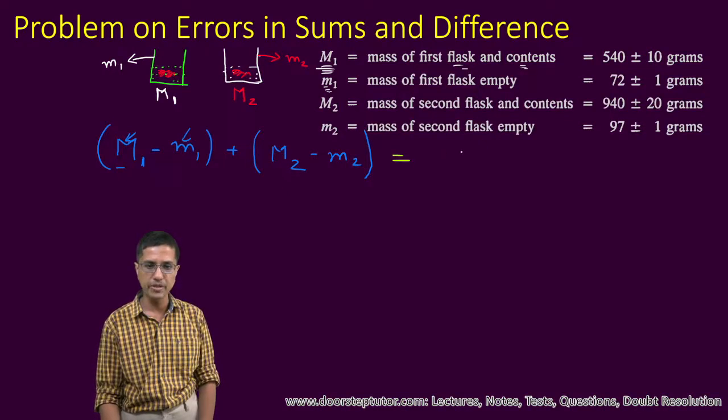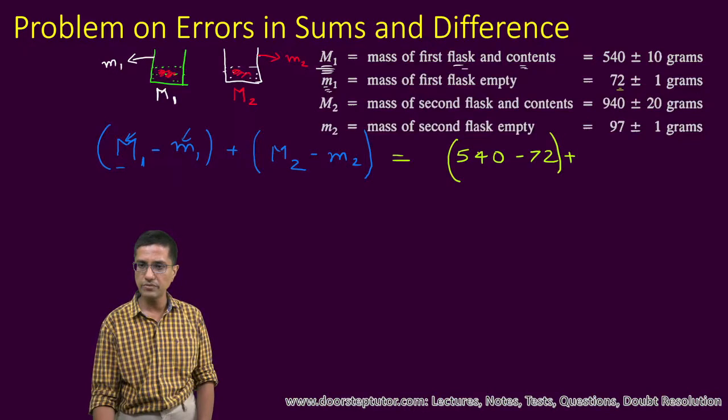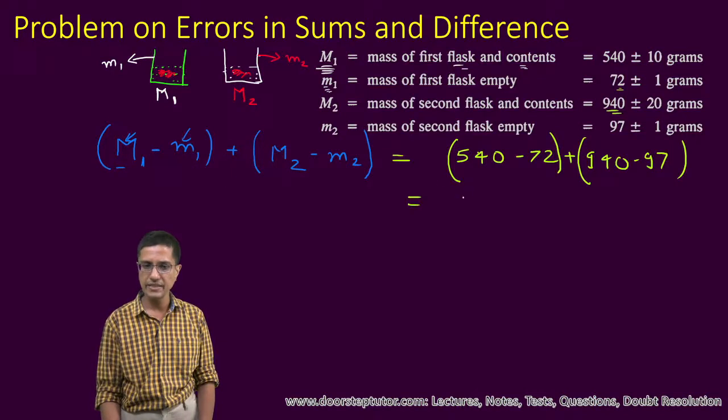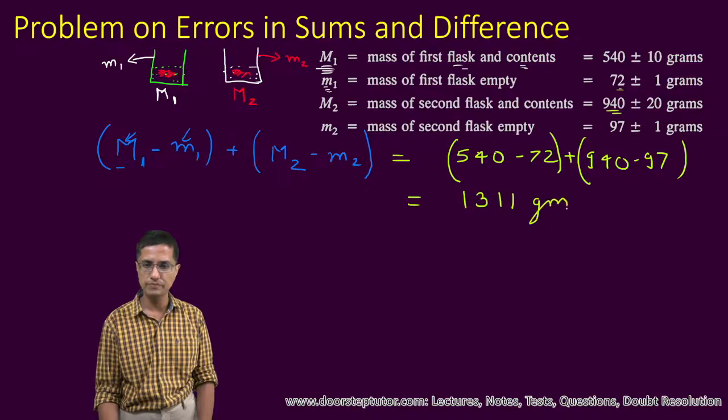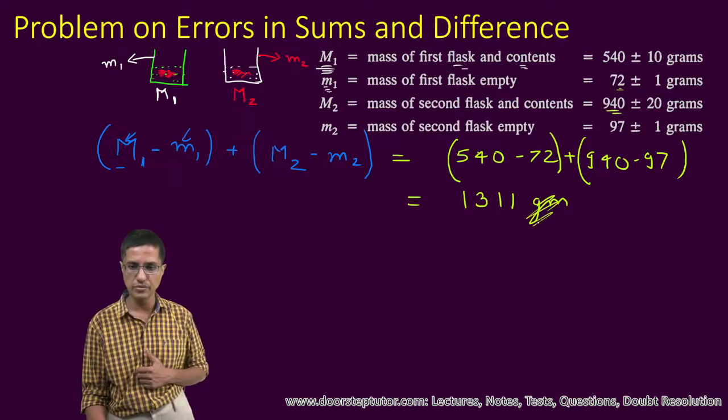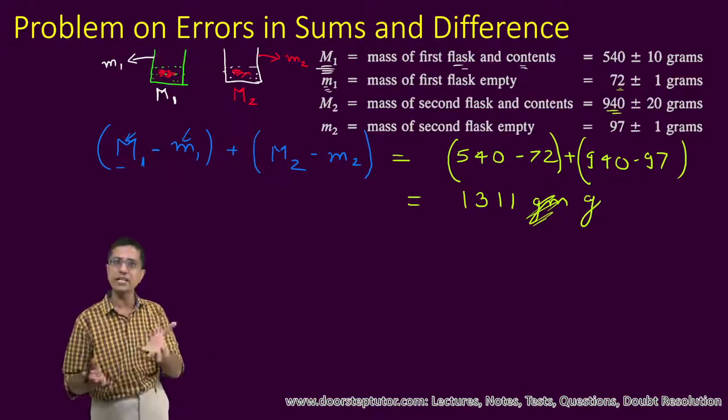This will of course be 540 minus 72, plus, the second one will be 940 minus 97. Very, very simple, not difficult at all. If you compute this, it comes out to be 1311 grams. We will just write g, because that is the standard symbol.